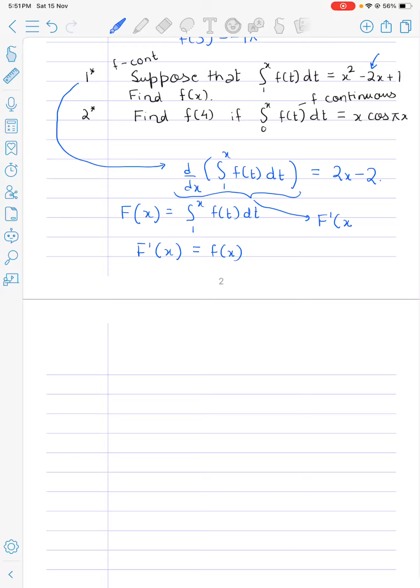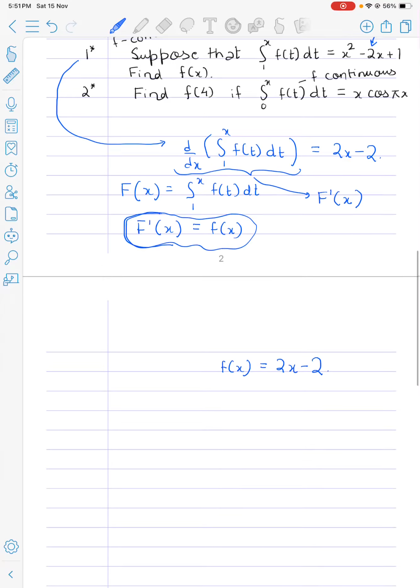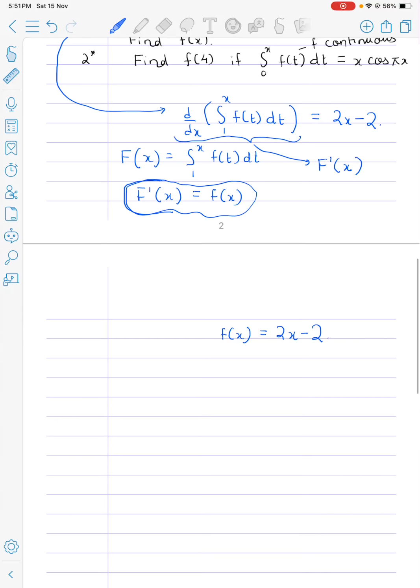Okay, and what is f(x)? Okay, so if I use the fundamental theorem of calculus, I can say f(x) is equal to 2x minus 2. Okay, this will do question number 1 star.